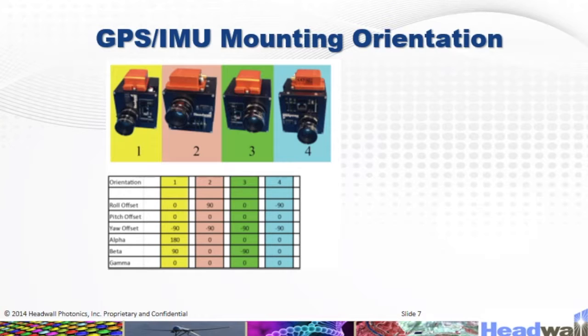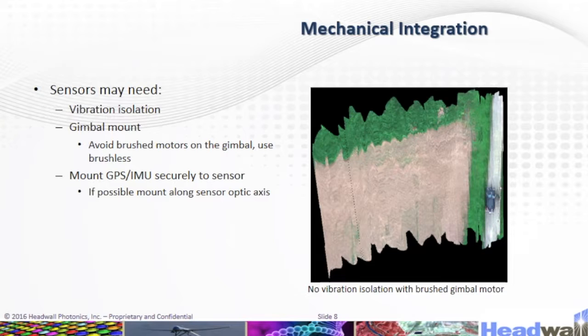Here we have the orientation of how the GPS and IMU are mounted on our sensor. Then we have the mechanical integration. The sensor may need vibration isolation or a gimbal mount. Mount the GPS and IMU securely to the sensor, and if possible, mount along the sensor optics axis.